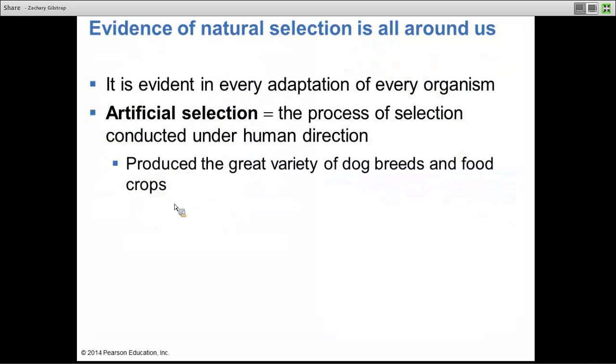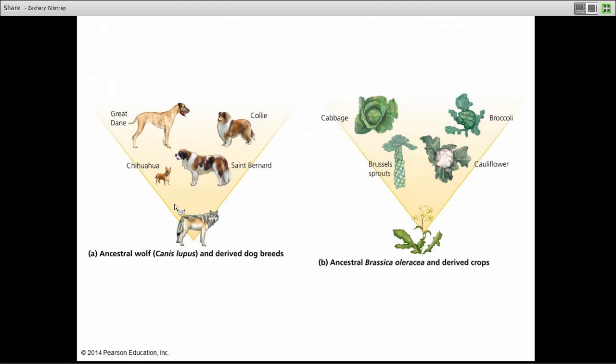Evidence of natural selection is all around us. Scientists have demonstrated the rapid evolution of traits by selection in countless lab experiments, mostly with fast-reproducing organisms such as bacteria, yeast, and fruit flies. Through selective breeding, we have been better able to augment particular traits that we prefer. This process of selection conducted under human direction is termed artificial selection. Many of our domestic pets and food crops are a result of this process, and here we can see evidence of this process of artificial selection.